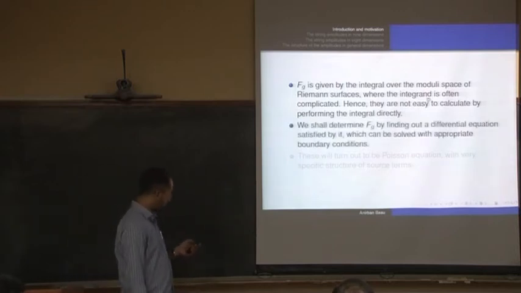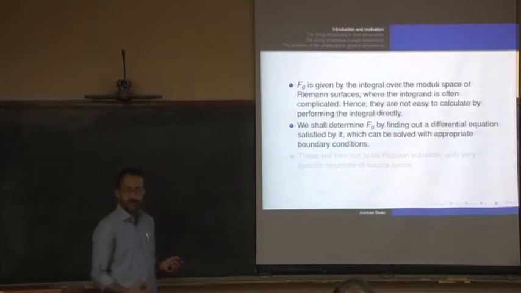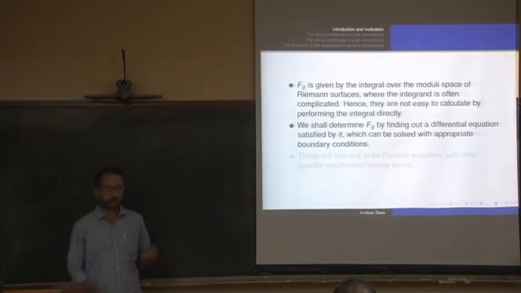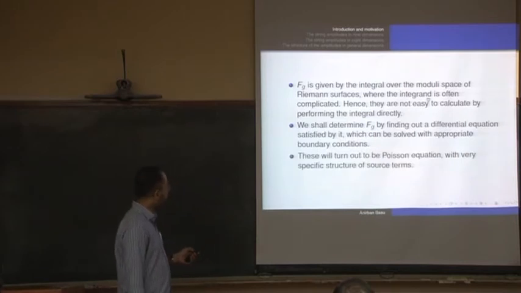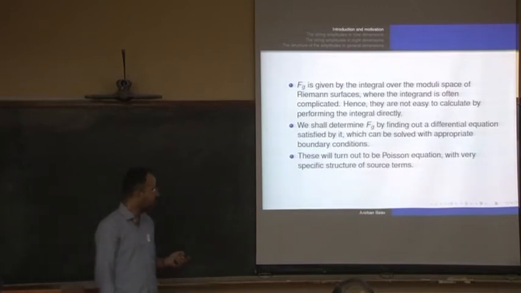So what I shall try to do is never calculate this integral directly. But at least for this class of interactions, I shall find a differential equation satisfied by F_g, and then solve it by using appropriate boundary conditions. The appropriate boundary conditions are known decompactification limits and some unitarity constraints. These equations will turn out to be Poisson equations with a very specific structure of source terms. In nine and eight dimensions I can solve them exactly. In lower dimensions, I'll just write down the equation. So that is the goal.